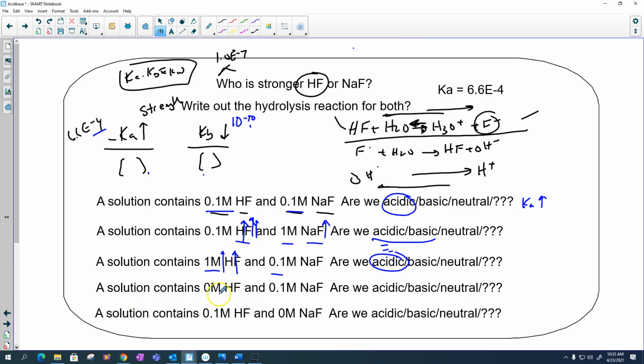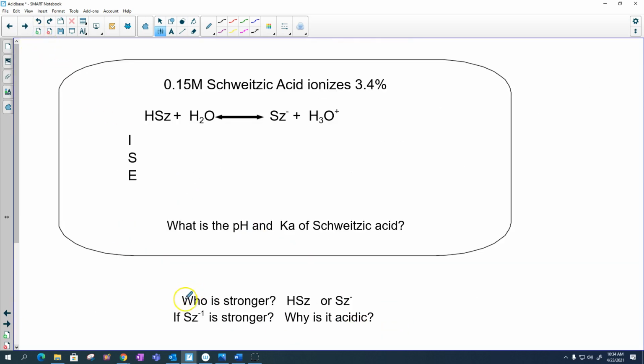A solution contains 0 molar HF. Nothing, no HF, and only this. Well, in this case, it doesn't matter what we have of those. We have a base, and therefore we are basic. 0.1 molar HF, and none of that, so we are going to be acidic. Alright, so good little something to think about.